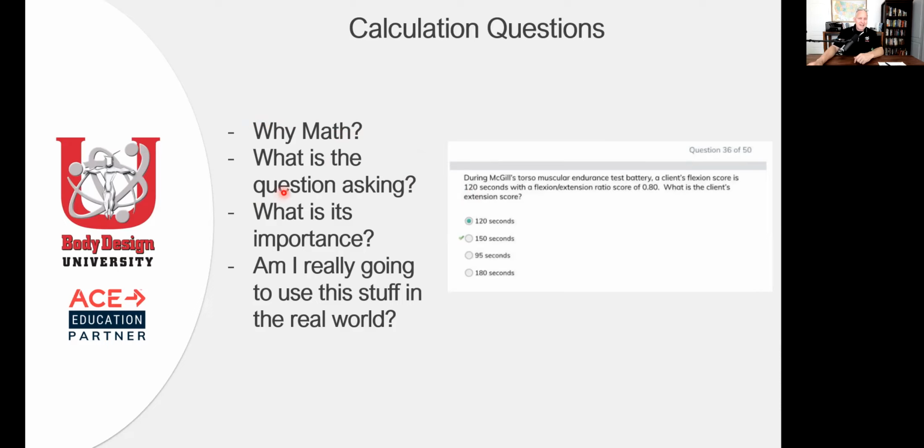What is the question asking? The question is not asking whether or not you can do 120 over x equals 0.8, 0.8x equals 120. No, that's not what they're asking. The question is asking, did you read through that part of the textbook? Did you understand that the flexion extension ratio needs to be less than 1, and that if it's less than 1, the extension number is going to be bigger than the flexion number?